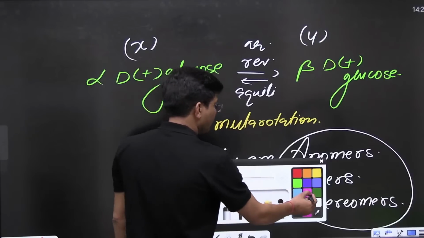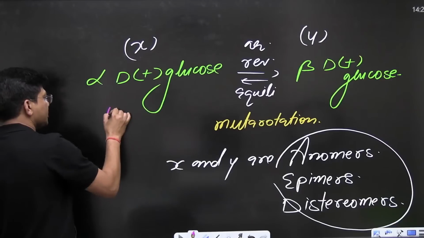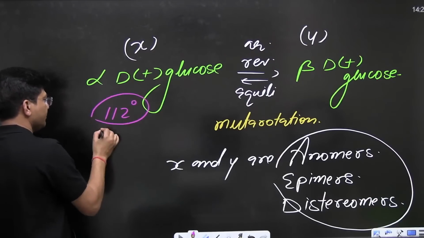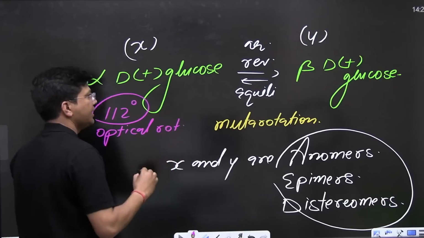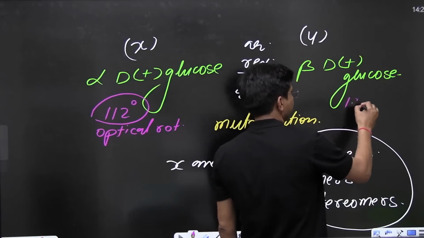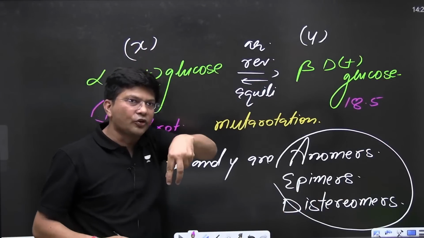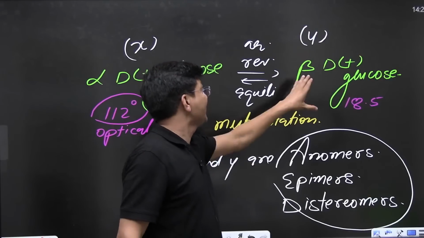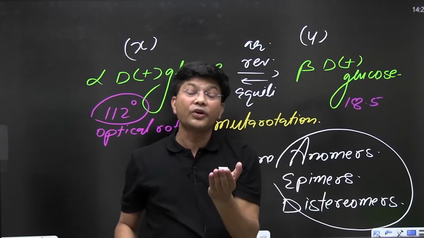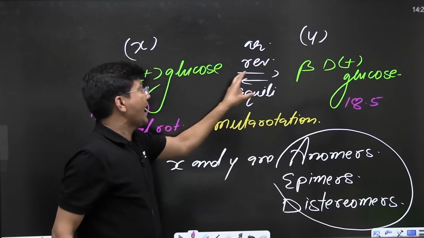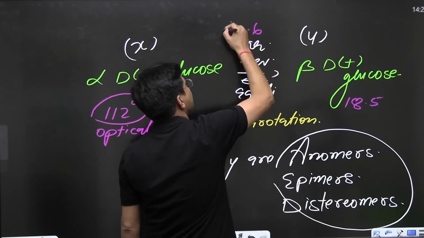And if I talk about the optical rotation of alpha D glucose, the optical rotation is 112 degrees, and for beta D glucose it is 18.5. So if I put alpha D glucose in the aqueous solution, it will try to convert into beta D glucose, and if I put beta D glucose in the aqueous solution, it will try to convert into alpha D glucose, and at equilibrium they will have the value of 52.6 degrees.